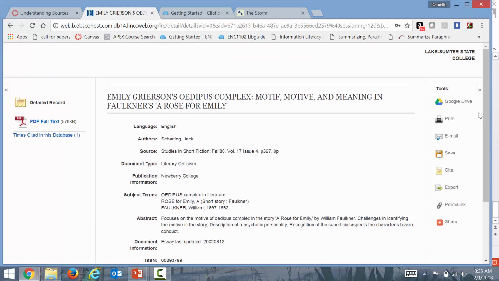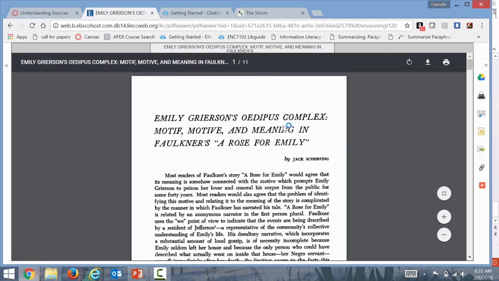So it gives you an idea of what this is, but to actually access it, sometimes it's right below this. You can scroll down and there's an HTML version of the text, but sometimes you have to look to the side to get this PDF full text version. And that's where you actually want to go through and read this.